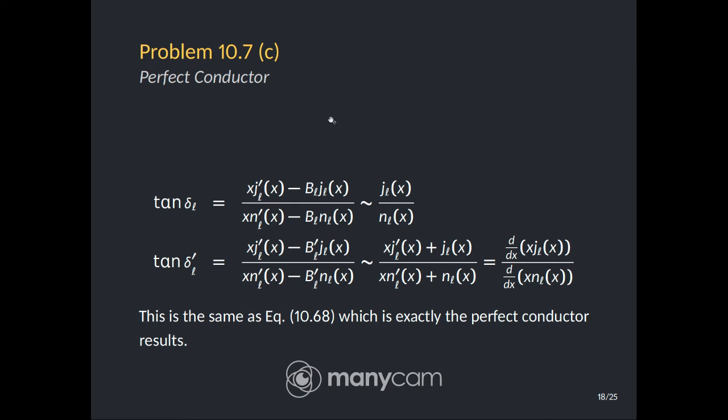So we plug our BL and BL prime into our formula of tangent delta L and tangent delta L prime. We find the tangent delta L is just about JL divided by NL x, and tangent delta L prime is just about the derivative of xJL divided by the derivative of xNL. And this expression is the same as equation 10.168, which is exactly the perfect conductor result.